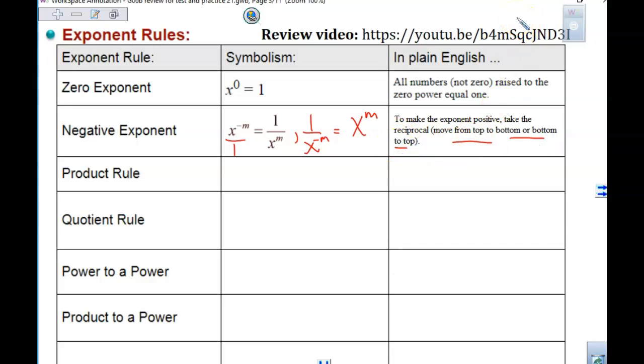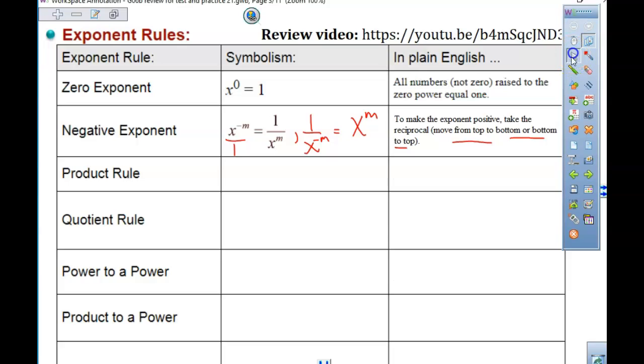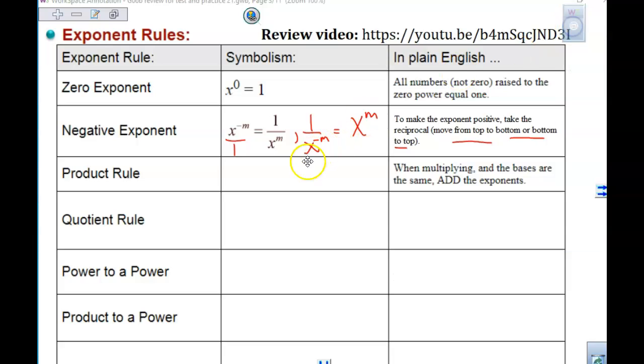What does our product rule say? Our product rule, when we are taking a look at this, is simply telling us that when we have the same base and we are multiplying, that we add our exponents. Multiplying same base, add exponents. How do we show it in symbols? x to the m times x to the n, and we write that as x to the m plus n.